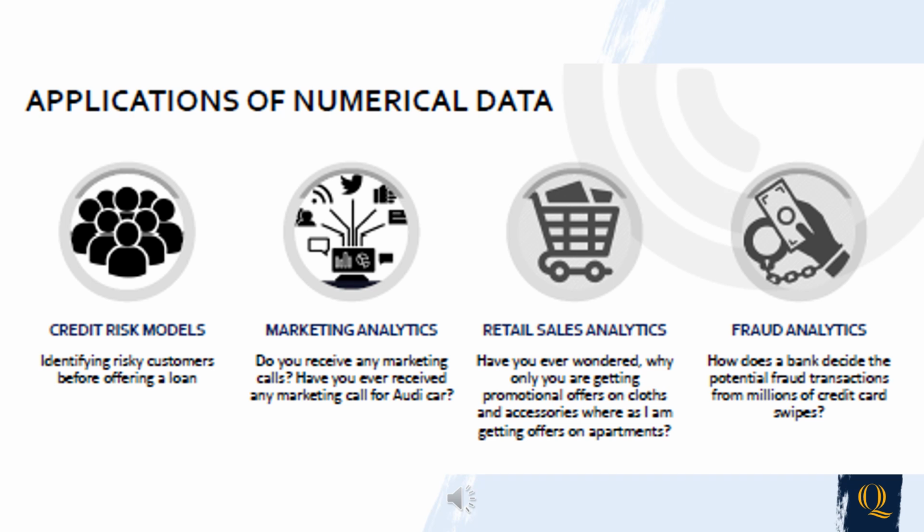The example of retail sales analytics also relies on numerical data to offer personalized promotions. For example, you might receive offers for clothing or accessories, while someone else may get promotions for apartments or cars or something else. This differentiation occurs when retailers analyze your past purchase history and preferences to predict what products you're most likely to buy, making their marketing again more effective.